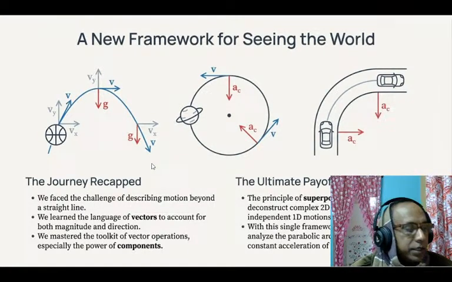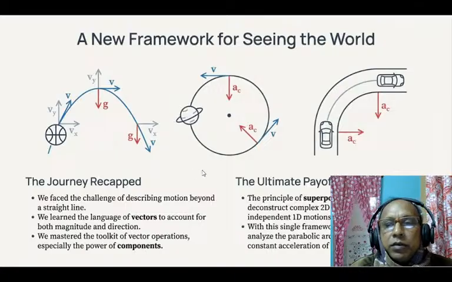So, this is what we have learned. All these things are a new framework for seeing the world. This journey recapped and the ultimate payoff.